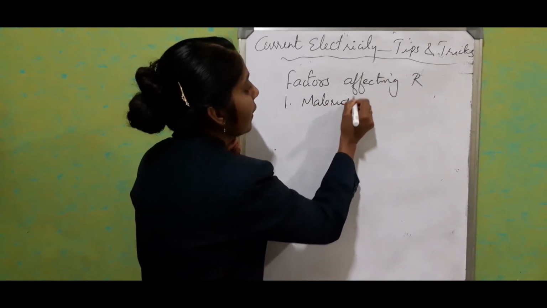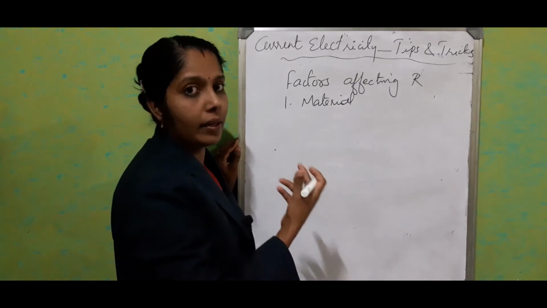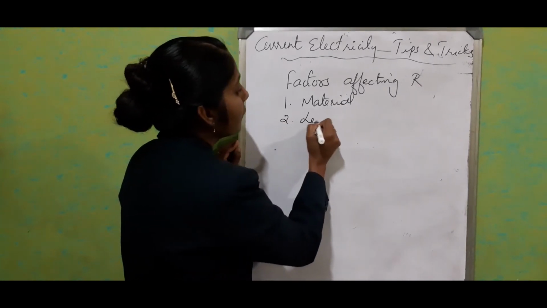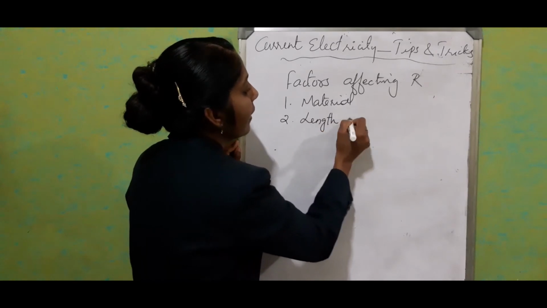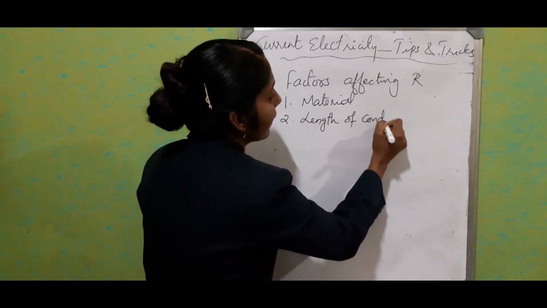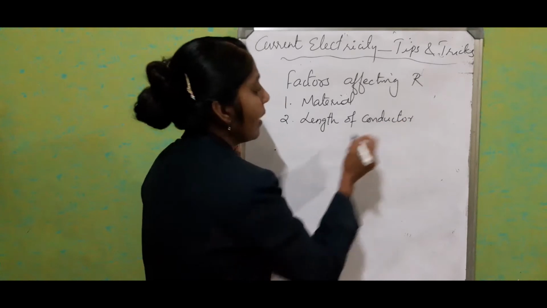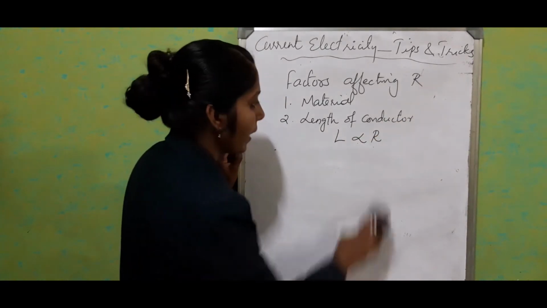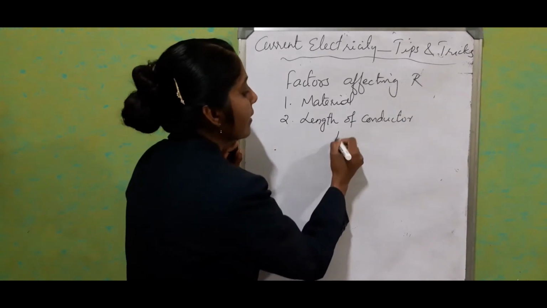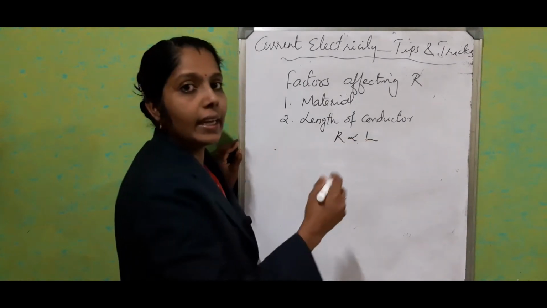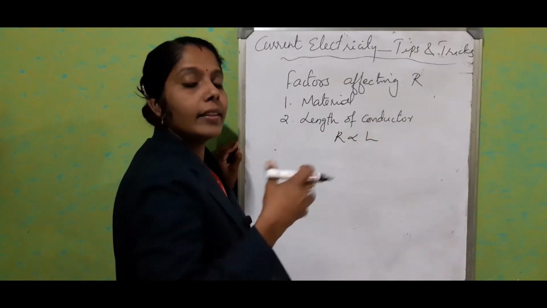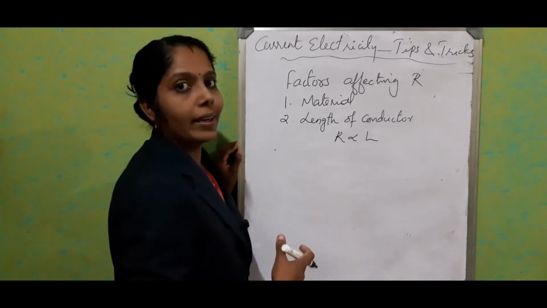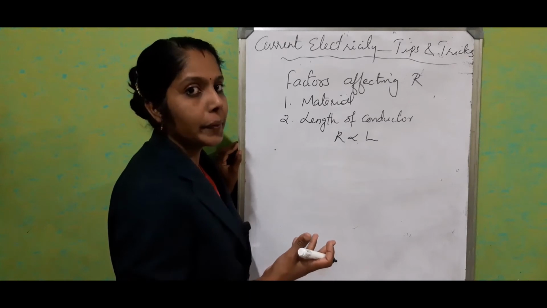Okay, so we know that depending upon the material, the resistance will vary. Second one, the length of the conductor. How will it vary? Length is directly proportional to the resistance, so we can write it as resistance is directly proportional to length. As the length increases, the electron has to overcome more collisions, so automatically the resistance offered by the circuit is more.